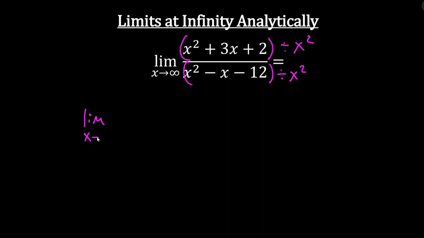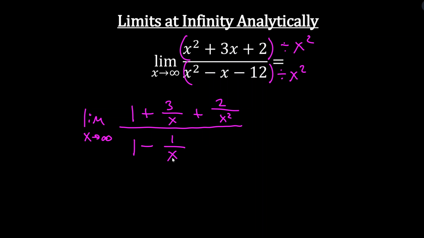The limit as x approaches infinity of, what do we have in the numerator? x squared divided by x squared, that's 1. Plus 3 times x divided by x squared. Well, one of the x's cancel, I'm just left with this. And then plus 2 divided by x squared, I can just write that as a fraction, 2 over x squared. Now let's look at the denominator. x squared over x squared, that's 1. Minus x over x squared, that's going to simplify to 1 over x. And then minus 12 divided by x squared.